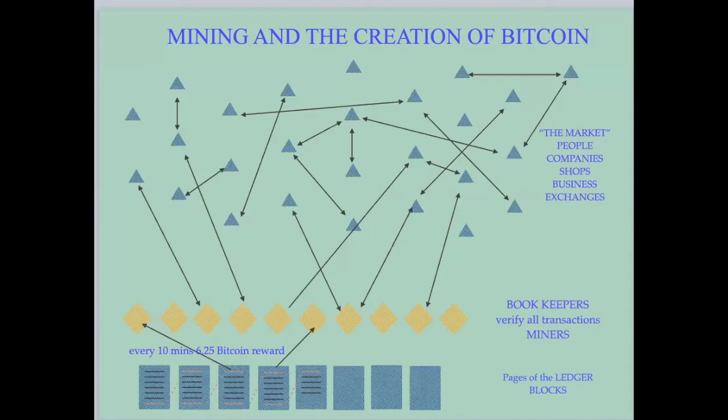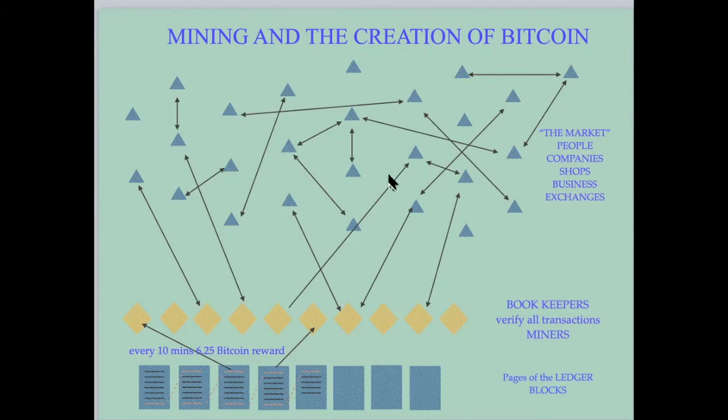Here's a chart I made ages ago to explain it. It comes in three parts. We've got this part here, which is the market: people, companies, shops, businesses, exchanges, represented by these triangles. These are individuals or shops or businesses. Then we have the bookkeepers, what we call the miners. It's a strange word, shouldn't be used. They're really bookkeepers. They verify transactions and write them in a book, which we call a block.